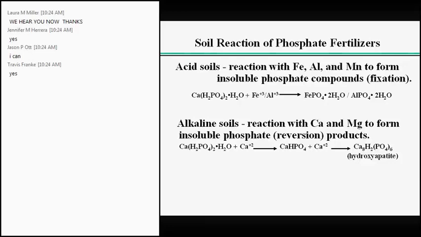It doesn't happen immediately when you add the phosphorus fertilizer to the soil. You're going to see these fixation and reversion reactions happen over a period of about 18 to 24 months. But immediately after the phosphorus hits the soil, it starts this process. And so that's one of the primary reasons why we don't have the efficiency of phosphorus being taken up by the plant like we do with nitrogen, because nitrogen doesn't form very many insoluble compounds.